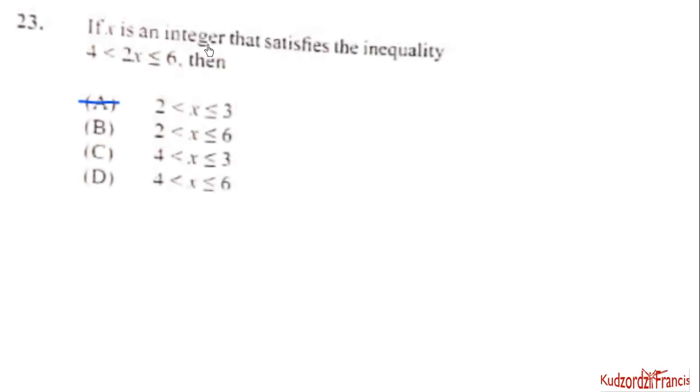If x is an integer that satisfies the inequality, then we just have to divide both sides by 2. Then we know 4 divided by 2 is 2. Then 2x divided by 2 is still x. Then less than or equal to 6 divided by 2 is 3. So the correct answer is A.